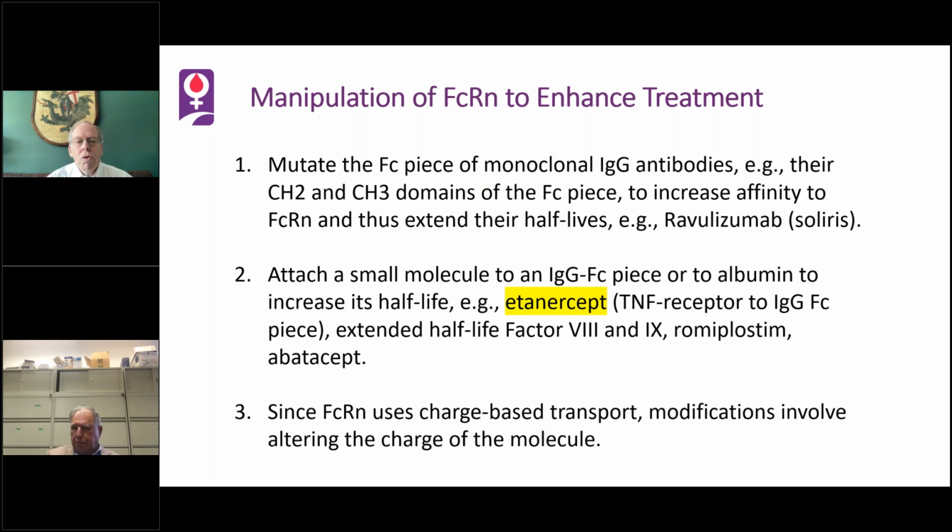So, okay, that's very interesting. What about manipulating FcRn to enhance treatment? Well, one option that I think is going to become a near universal option for monoclonal IgG antibodies is to mutate the Fc piece of the IgG to increase its affinity to FcRn and thus even more efficiently recycle the monoclonal IgG, such that maybe you double or even more its half-life.